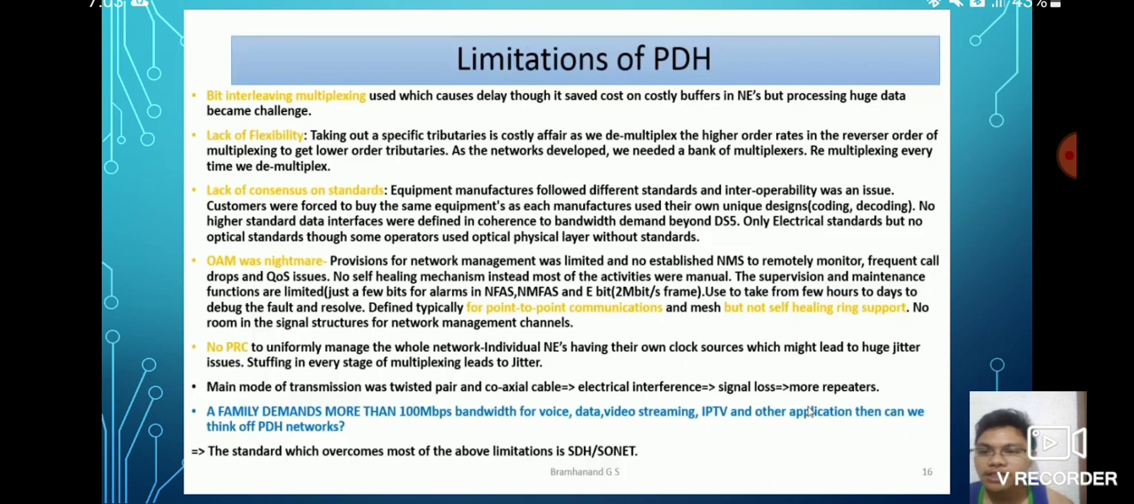Main mode of transmission with twisted pair and coaxial cables, prone to electrical interference or signal loss, then more repeaters. Another limitation here is that the family demands more than 100 Mbps bandwidth for voice, data, video streaming, IPTV, and other applications. Then we can think beyond PDH networks. The standard which overcomes the above limitations is SDH or SONET.